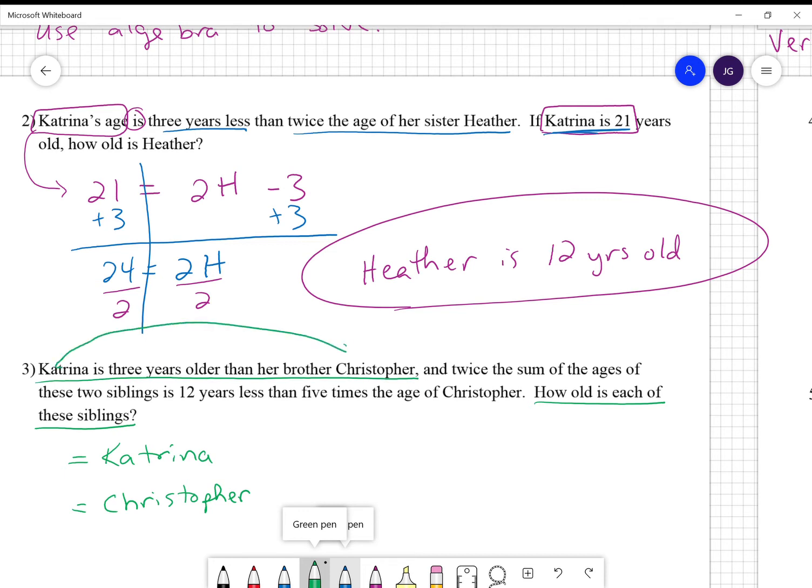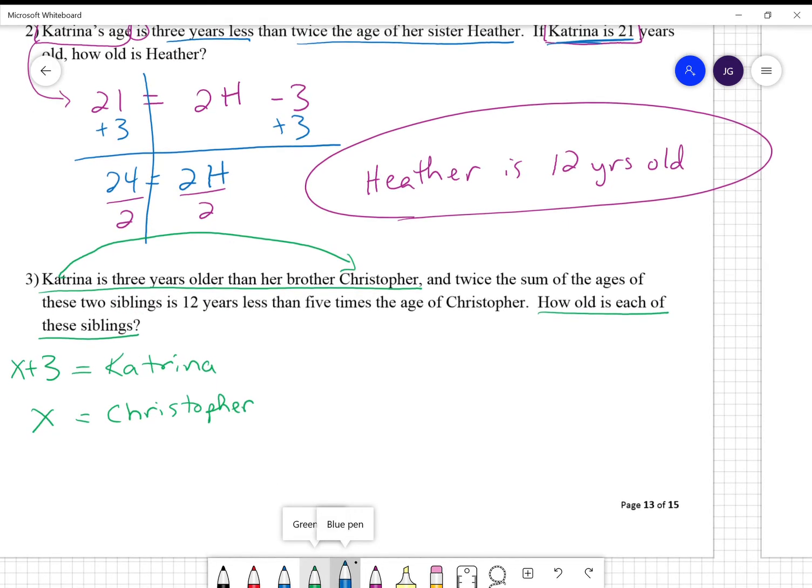Katrina is 3 years older than Christopher. She's being compared to Christopher, so Christopher is X. If Katrina is 3 years older, she's X plus 3. My equation comes from here. Twice the sum of these ages. So I'm going to add these, and I'm going to multiply that by 2, is 12 years less than, so take away 12, 5 times the age of Christopher. Christopher is X, 5 times X.